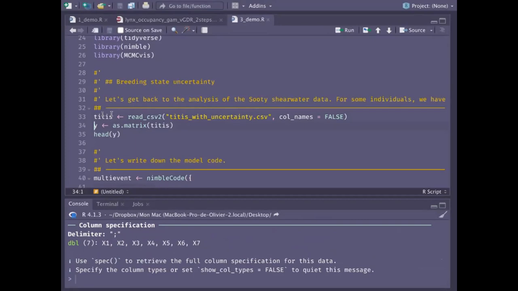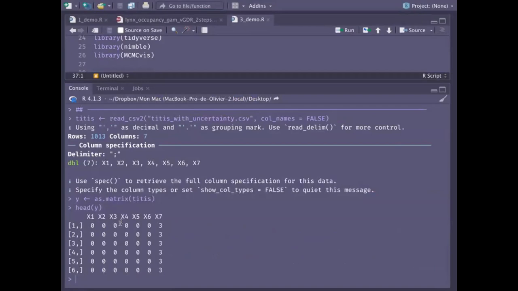If we have a look at the first individuals, in rows we have individuals, in columns we have the sampling occasions, and this individual here, for example, was first detected at the last sampling occasion as a non-breeder. Zero is for non-detected, one is for detected as breeder, two detected as non-breeder, and three detected but status unknown. So these individuals are detected at the last sampling occasion and we don't know their breeding status. Okay, let's get back to the code.